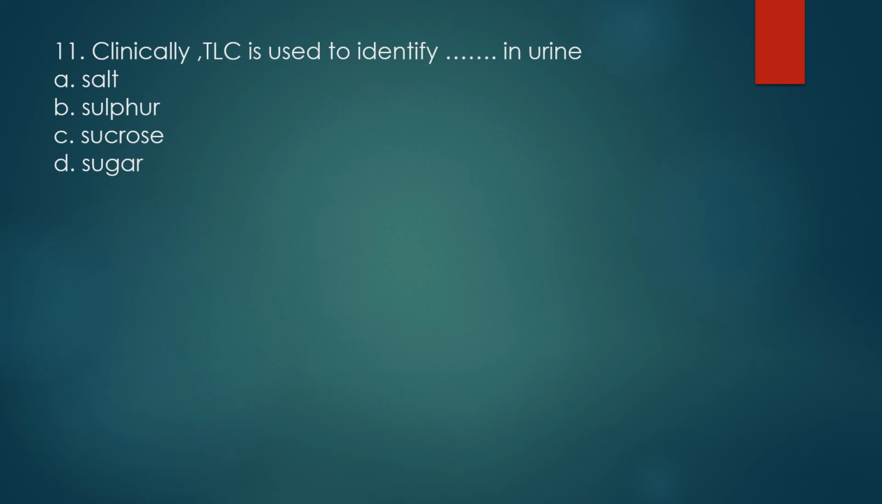MCQ number 11. Clinically, TLC is used to identify dash in urine. Option A, salt, option B, sulfur, option C, sucrose, option D, sugar. And the correct answer is option D, sugar. TLC has been used to quantitatively monitor the purity of several drugs also, including sedatives, antihistamines, analgesics, tranquilizers, and steroids.